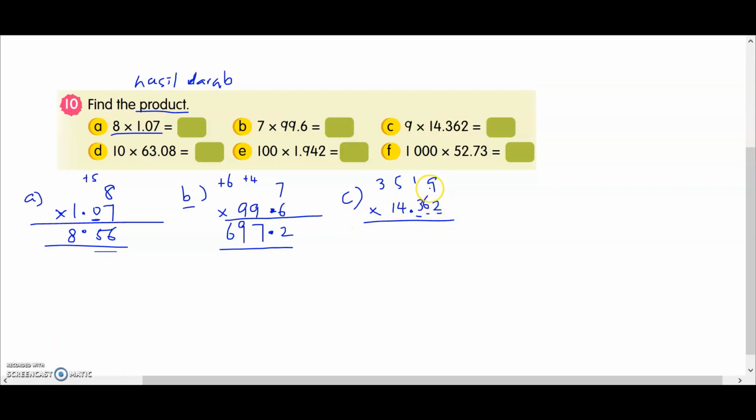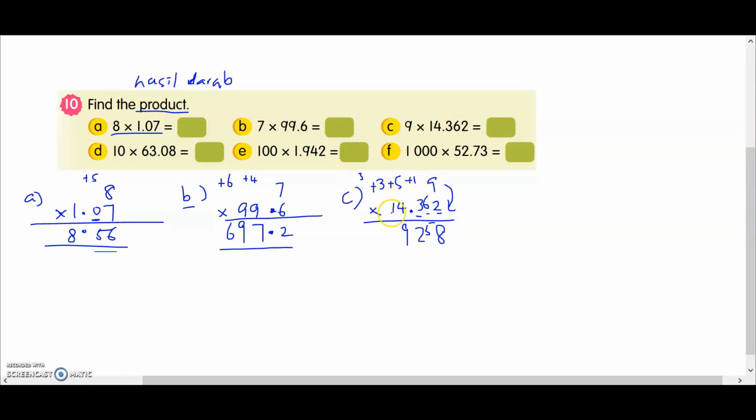Okay, for C, 9 times 2, 18. So 8 here, 1 on top. 9 times 6, 54. 54 plus 1, 55. So 5 here and then 5 on top. 9 times 3, 27. 27 plus 5, 32. So 2 here, 3 on top. 9 times 4, 36. 36 plus 3, 39. So 9 here, 3 on top.